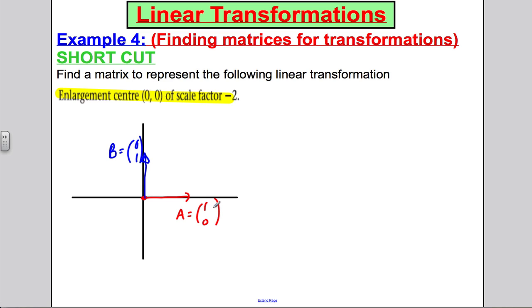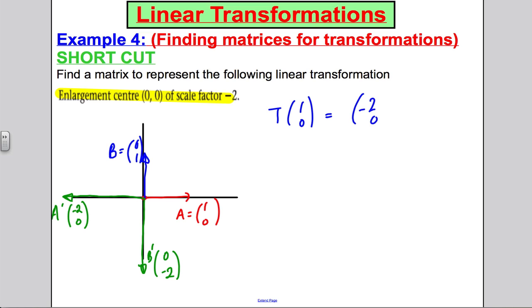Where would A end up? Well, if I multiply all this by negative 2, it would end up at (negative 2, 0). So it would end up over here. So A dashed would end up at (negative 2, 0). Where would B dashed end up? Well, times that by negative 2, the whole thing, it would end up at (0, negative 2). That would be my B dashed. Okay, so this transformation, when I applied it to (1, 0), I got (negative 2, 0). When I applied it to (0, 1), I got (0, negative 2).